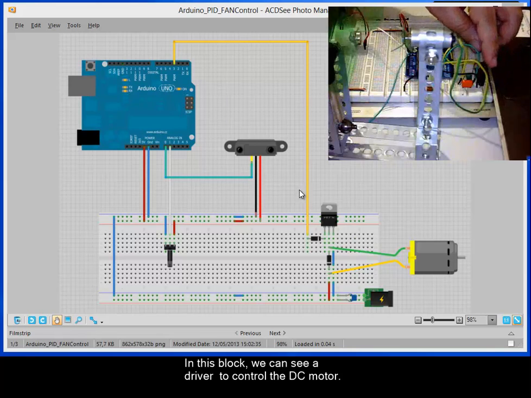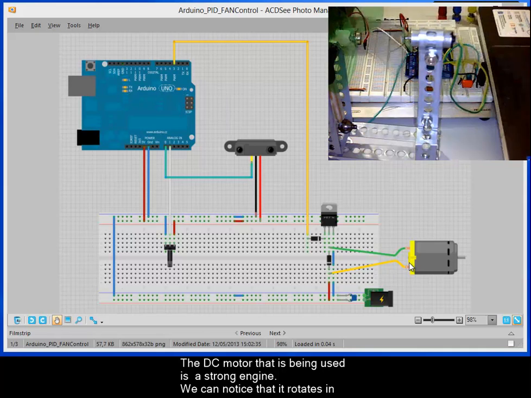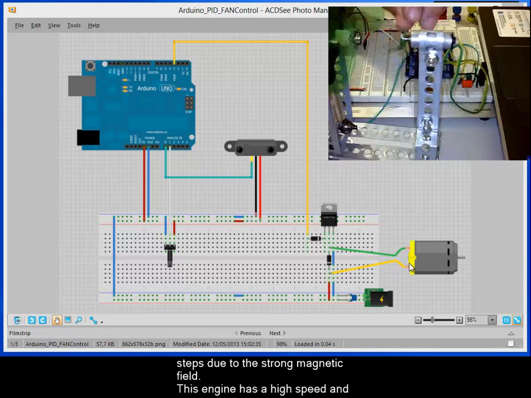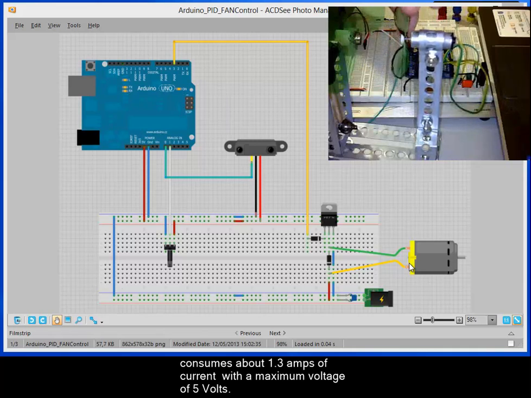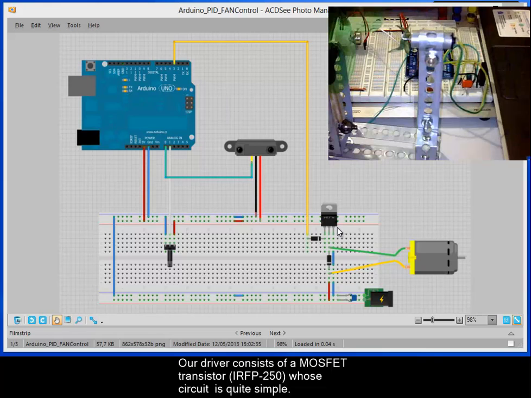And this block here in the circuit and here in the breadboard is the driver to control the DC motor. The DC motor being used is a strong motor. We can note that it rotates in steps due to the strong magnetic field of this motor. It has a high speed and consumes about 1.3 amps of current with a maximum voltage of 5 volts. Our driver consists of a MOSFET transistor like the IRFP250, whose circuit is quite simple.